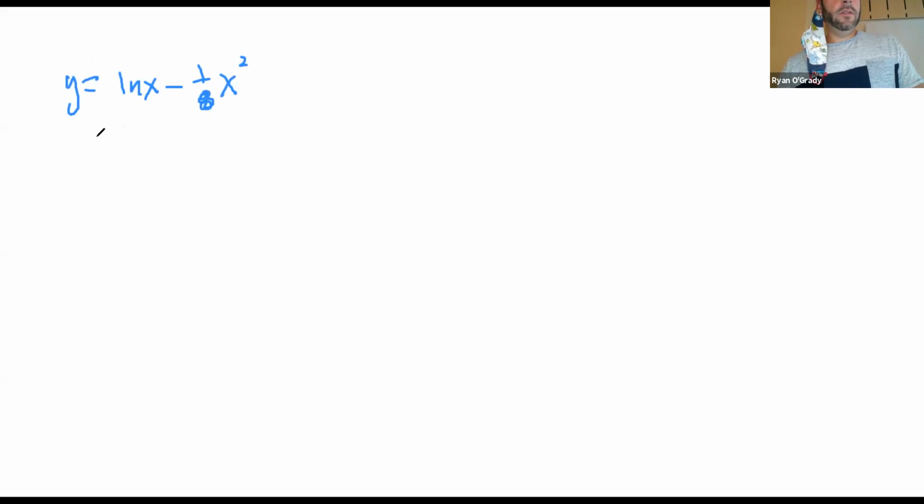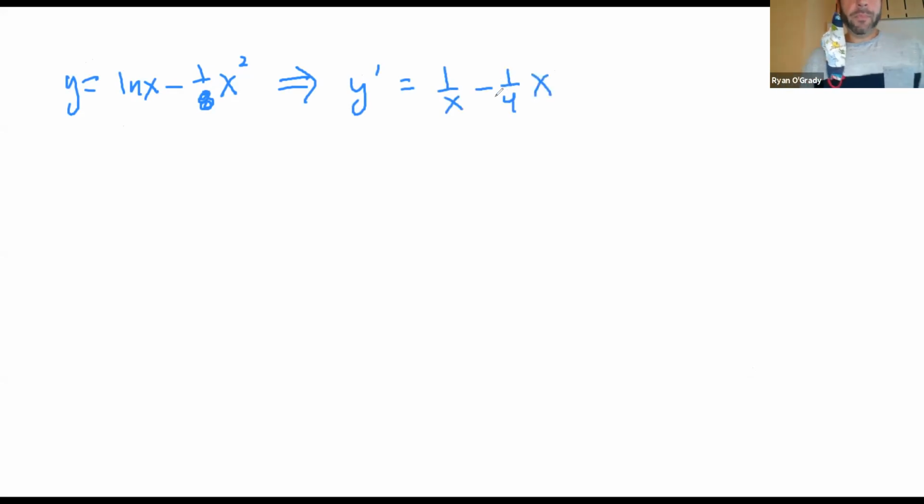All right, so here's the function we have in number 10. It's a scary looking creature. So we have the function y equals log x minus 1/8 times x squared. What that tells us is that the derivative y prime is 1 over x minus 1/4 x. Now, at this point, you don't have to do anything.